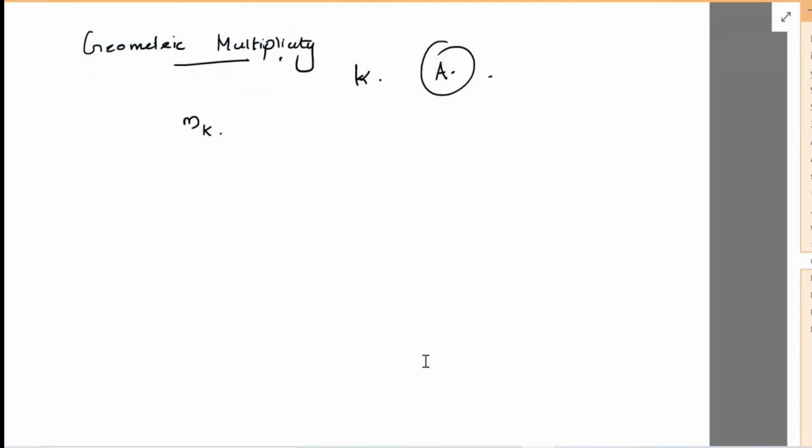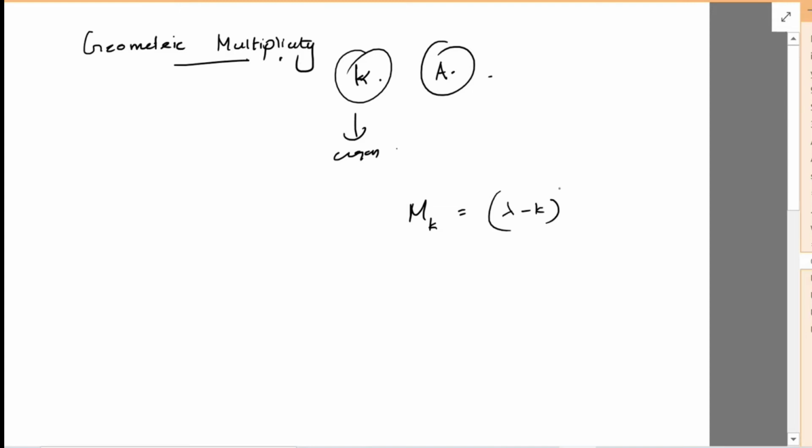So what was algebraic multiplicity? If k is an eigenvalue, then the algebraic multiplicity is denoted by capital M k, which is the power of lambda minus k in the characteristic polynomial. That is called algebraic multiplicity. And what is geometric multiplicity? Geometric multiplicity is the number of independent eigenvectors corresponding to that eigenvalue k.